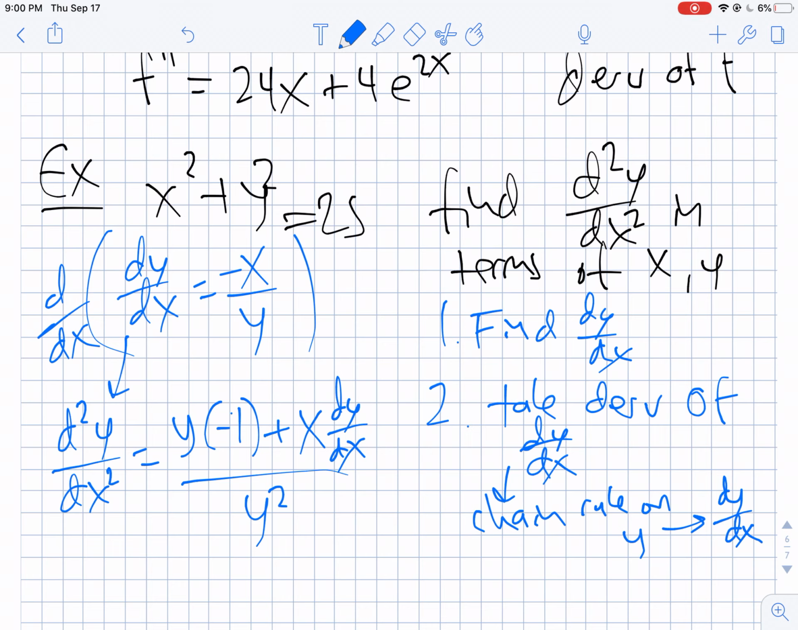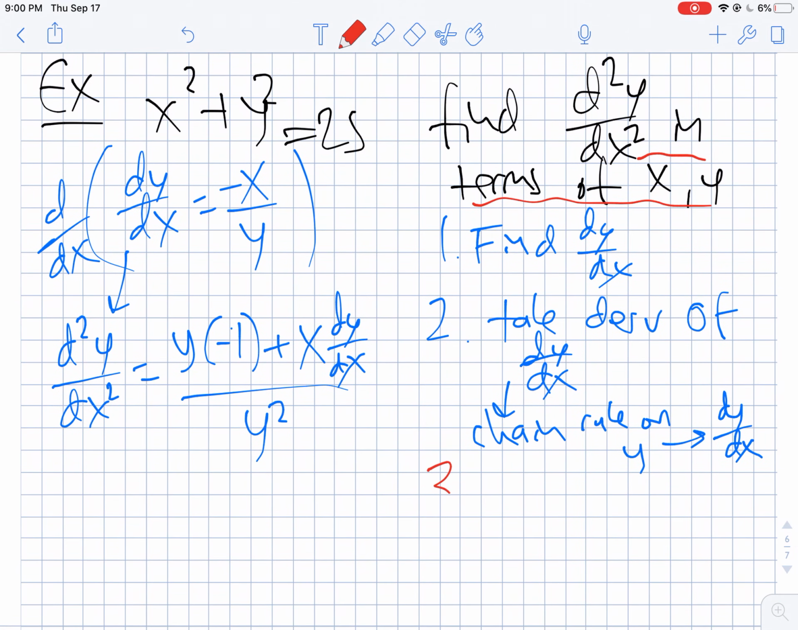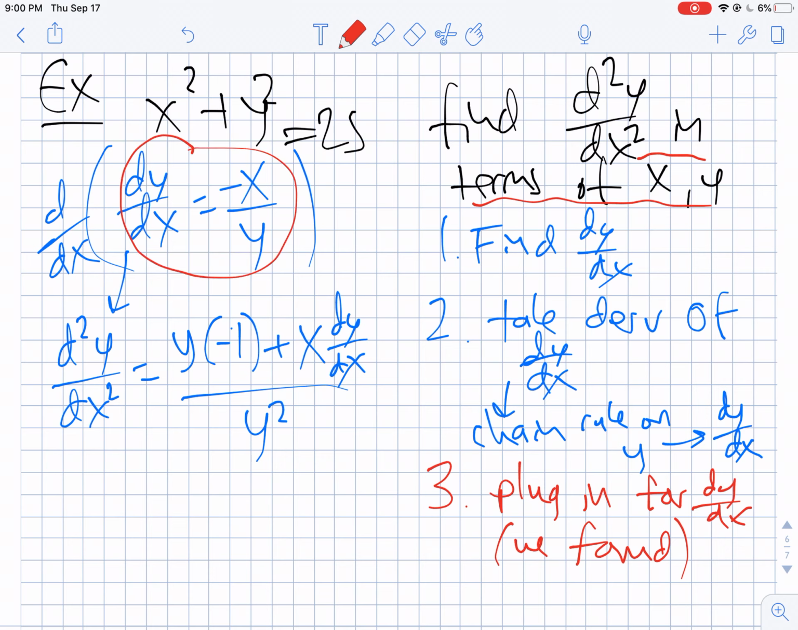Now, one of the things about this problem is it told us to do it in terms of x and y. So to do it in terms of y, what we need to do is plug in for dy dx. Which again, the great thing is, we found dy dx. That was the first thing we need to do. So when we found our second derivative, the first derivative already appeared. So we need to take that dy dx and just plug it in. So when I plug it in, I'm going to get negative y plus x times negative x over y squared.